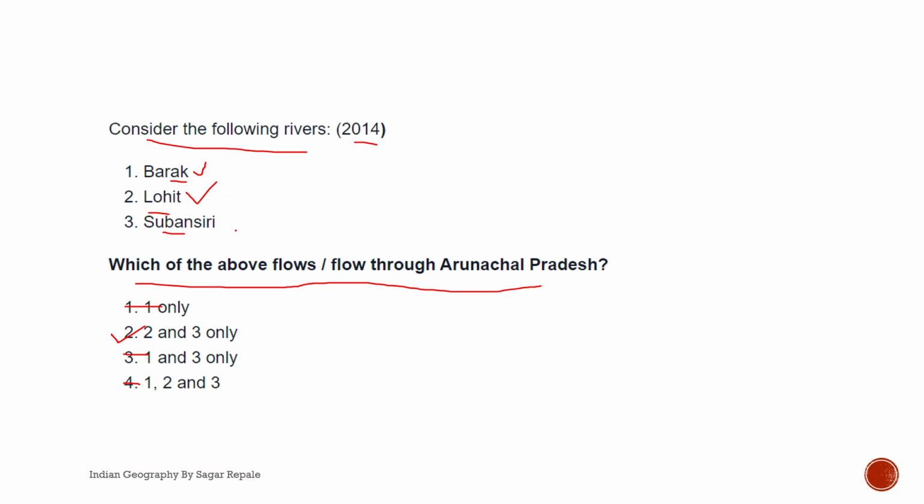So Lohit and Subansiri. Both Lohit and Subansiri we have seen in the Arunachal Himalayas. Lohit and Subansiri, they are tributaries of river Brahmaputra. Lohit is the left bank tributary, while Subansiri is the right bank tributary of river Brahmaputra.